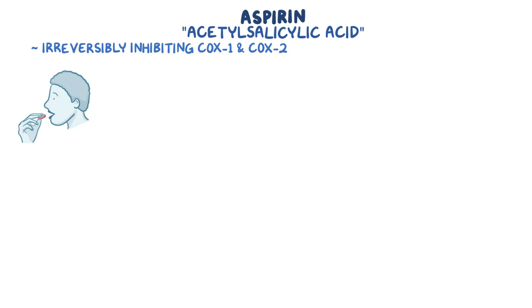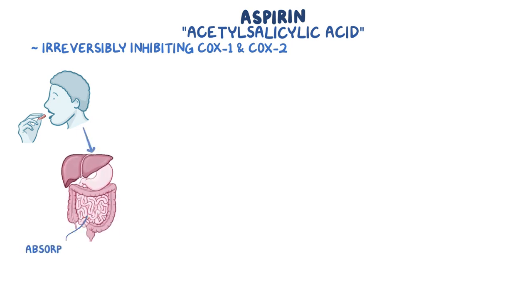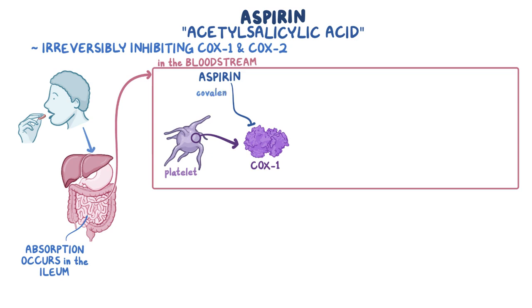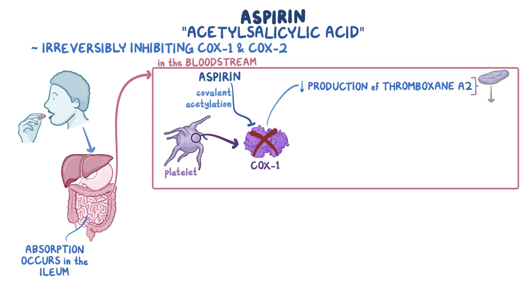Aspirin is taken perorally, and most of the absorption occurs in the ileum. Once absorbed into the bloodstream, aspirin irreversibly inhibits COX-1 in platelets by covalent acetylation, thereby decreasing production of thromboxane A2 in platelets. Since thromboxane A2 is a platelet activator, this makes aspirin useful as an antiplatelet medication.